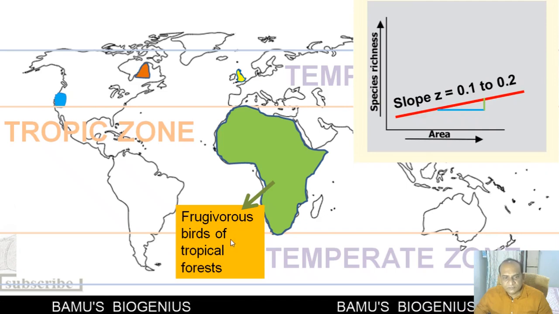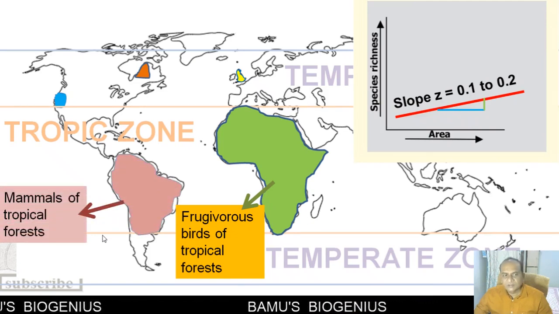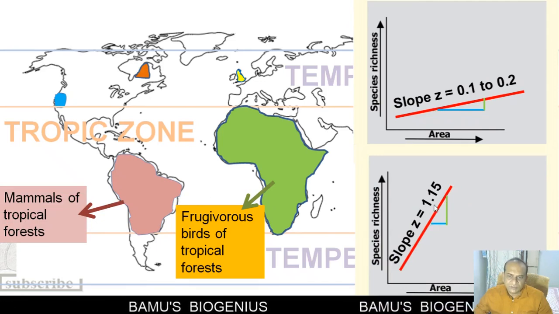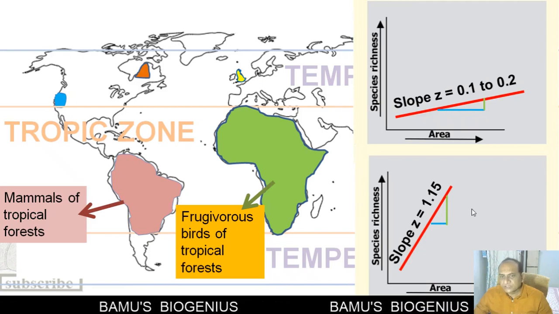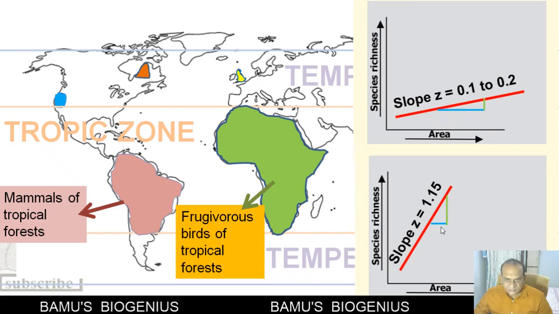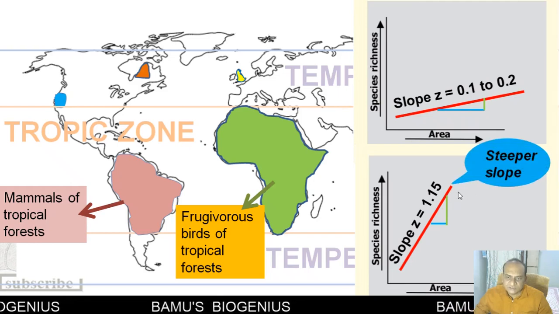Whereas if we study larger areas for a particular taxonomic group, for example frugivorous birds of tropical forest of Africa, or mammals of a tropical forest of America, we observe that the slope of this line is z equal to 1.15. That means it is more than 1. This suggests that dy by dx, for a very small change in the area, a greater change in the species richness is observed, and that's why we get a steeper slope.